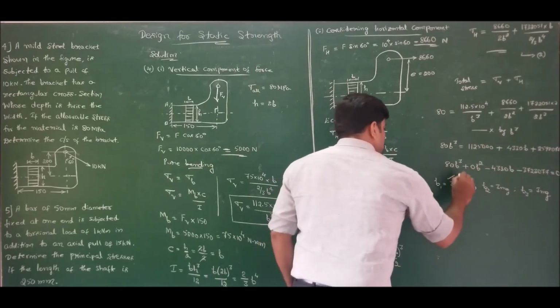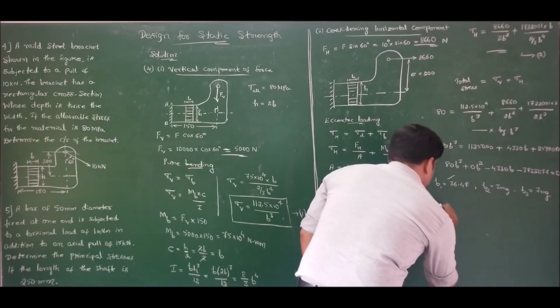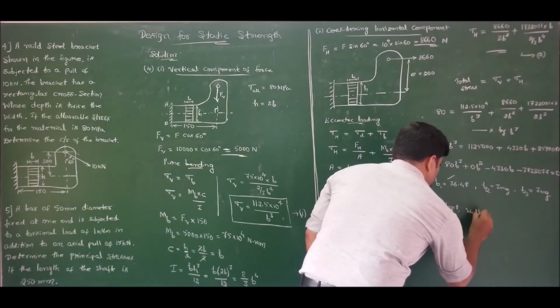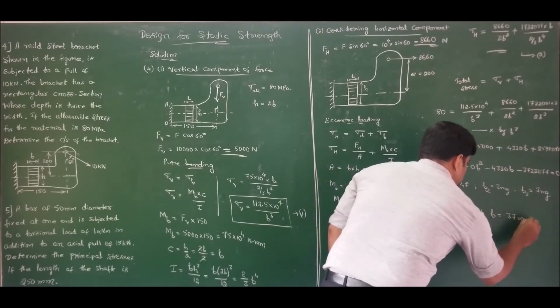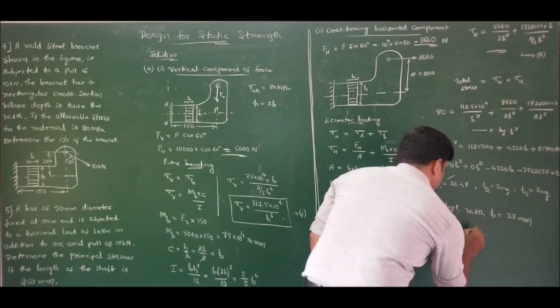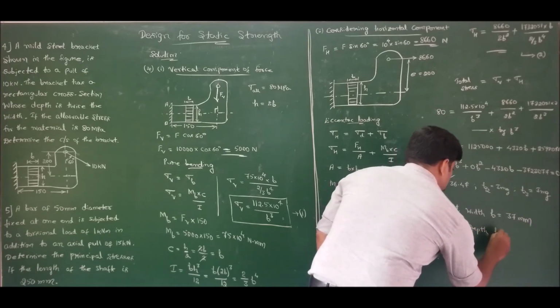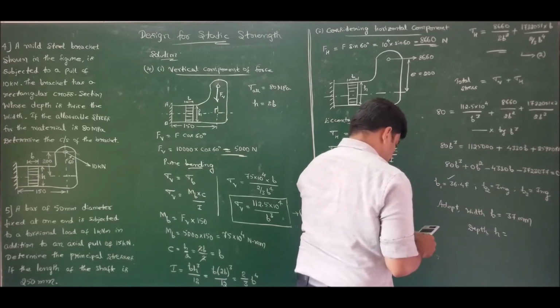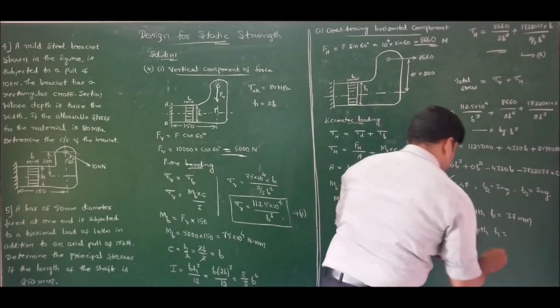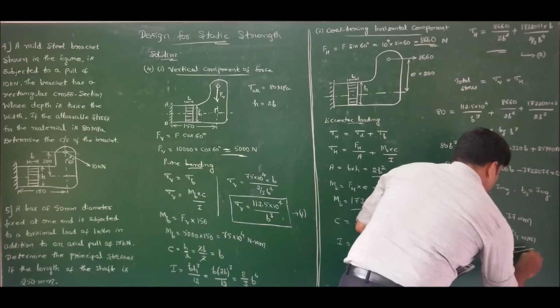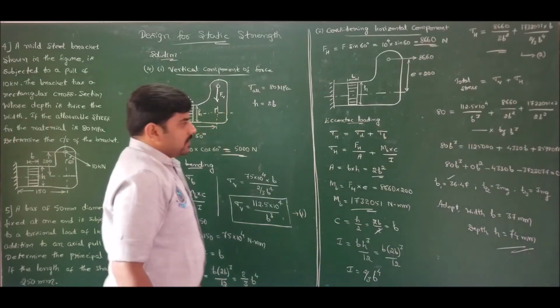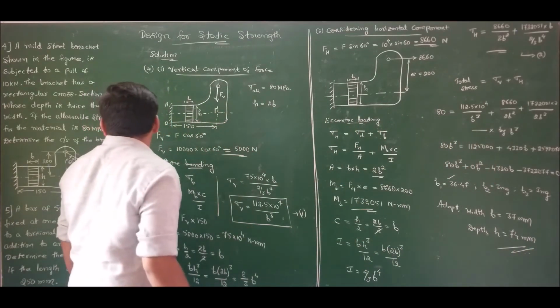So adopting the correct value, adopt b as 37 mm, hence depth h is equal to 37 into 2, which is 74 millimeters. So this is the solution for the given problem, that is for problem number 4.